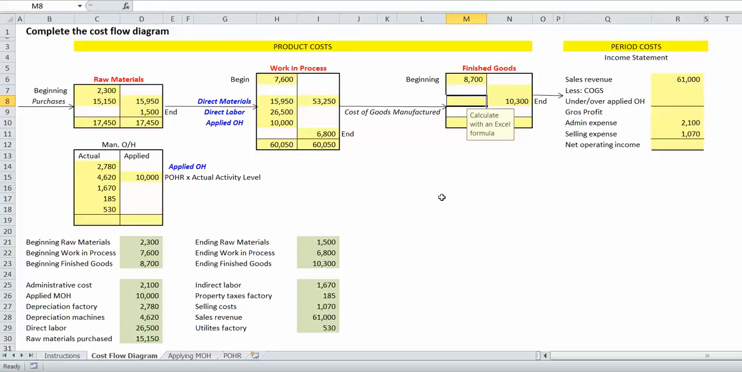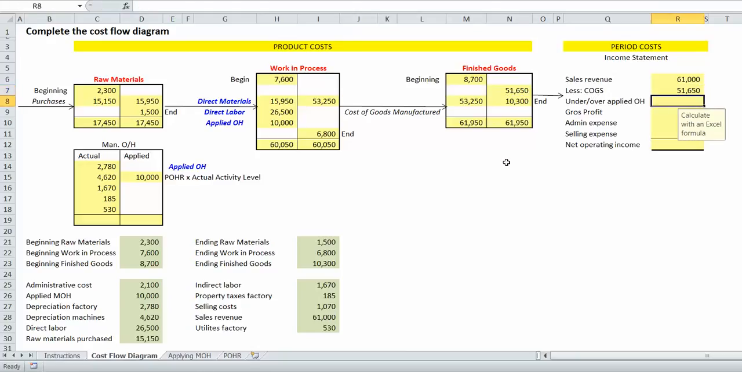So we've got cost of goods manufactured of $53,250. That flows into finished goods, which means goods available for sale is the $8,700 plus the $53,250, or $61,950. Out of that $61,950, $10,300 was left, so we know the difference between the $61,950 and the ending balance is our cost of goods sold of $51,650. Again, that's simply flowing out of finished goods.